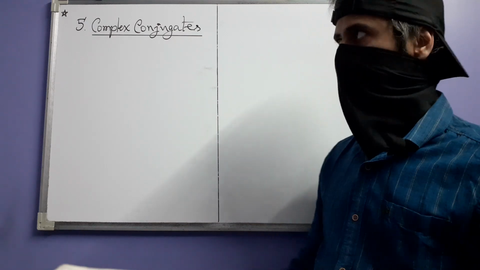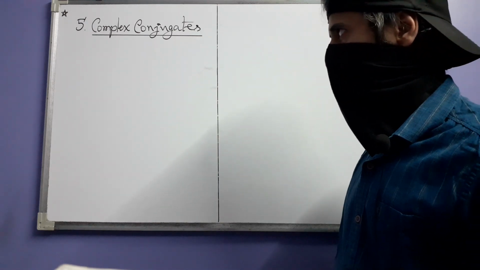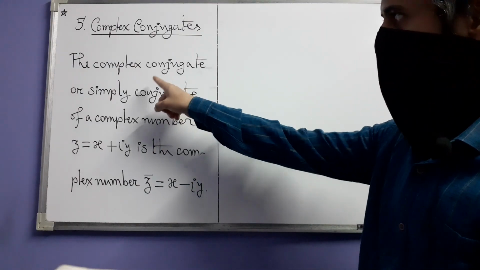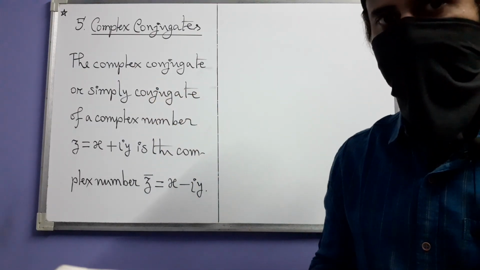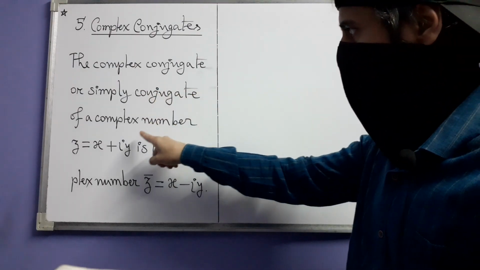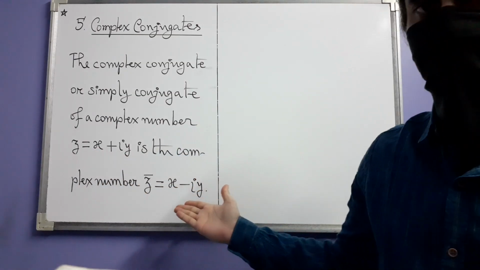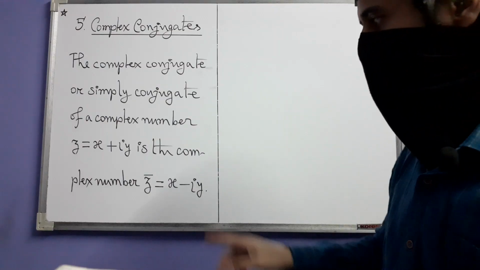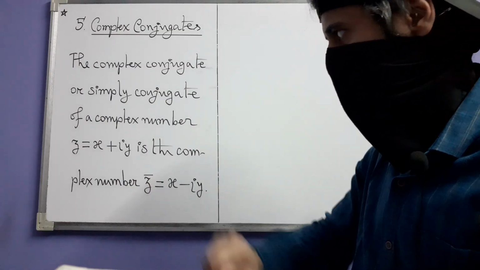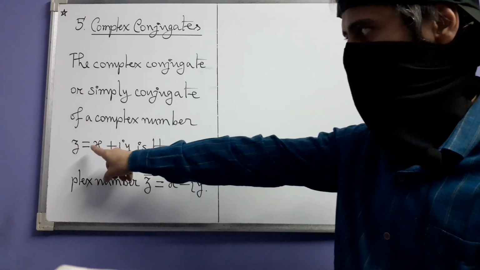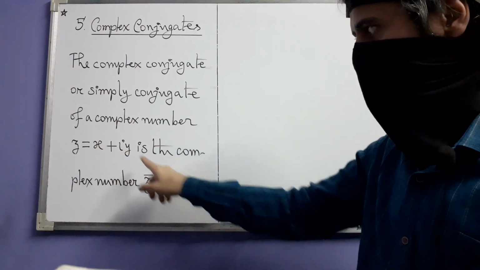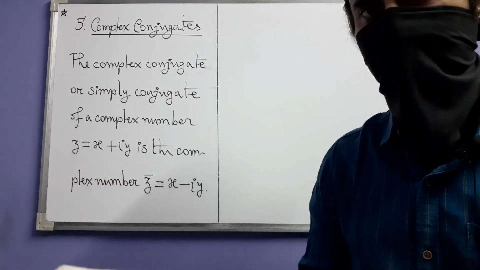The fifth section is on complex conjugates. The complex conjugate, or simply we also say just conjugate, of a complex number z, which is say x plus iy, is this complex number x minus iy, and we denote it by this notation z bar. So that means the complex conjugate of z is obtained by changing the sign of the imaginary part.